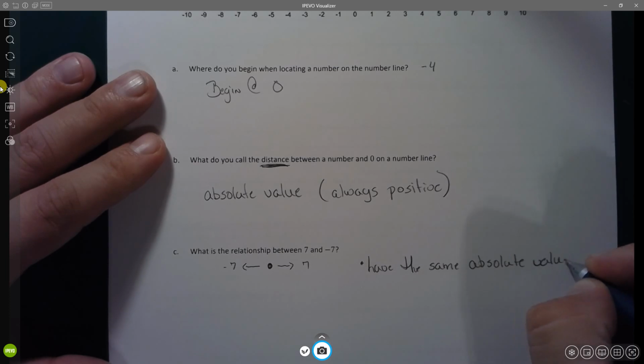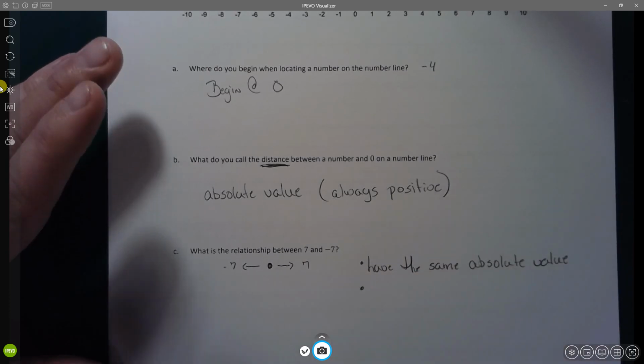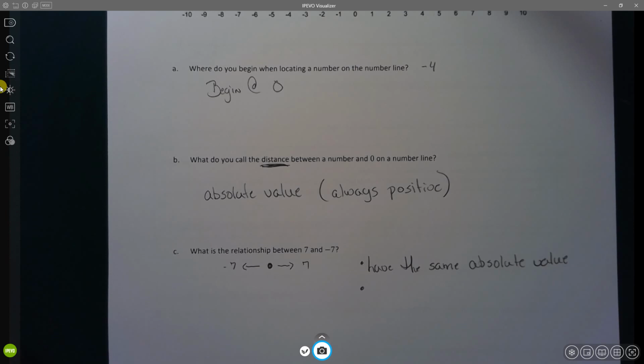What else do they share? Well, they are both 7 units from 0. So if I took a -7 and added it to 7, what would I get? I'd get 0. These are what you call opposites. These are two numbers that if you added them together, you'd get 0. Same thing goes with a -5 and 5, and with -50 and 50.